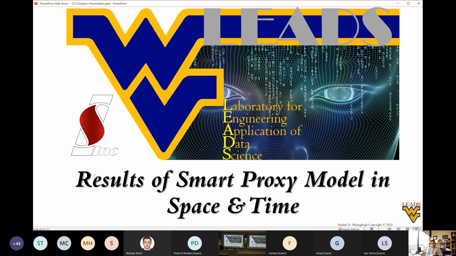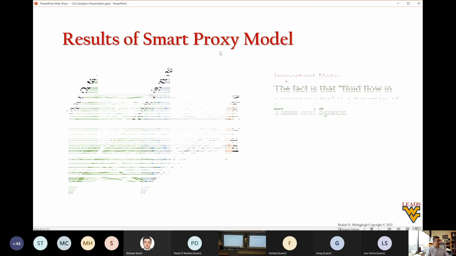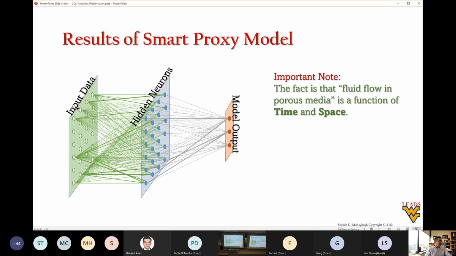So with that, let me show you results of the smart proxy model in space and in time, both. So, results of the smart proxy model. We're using fuzzy pattern recognition, of course, and fuzzy logic and artificial intelligence. One important thing to note is that fluid flow in porous media, as you all know, is a function of space and time.